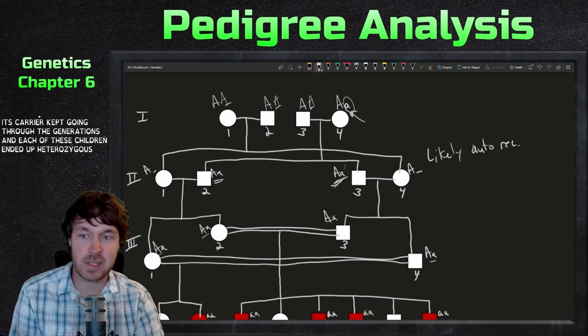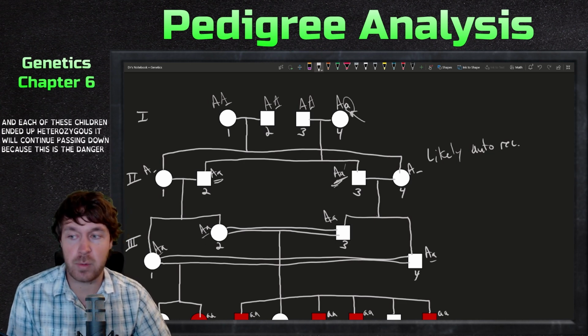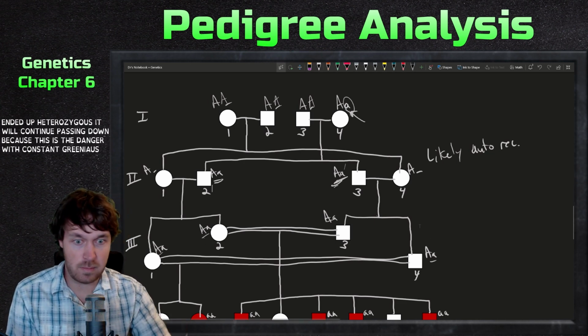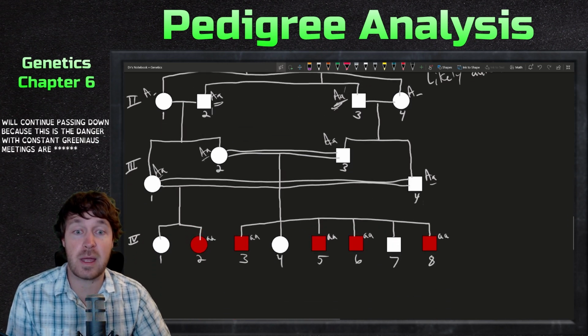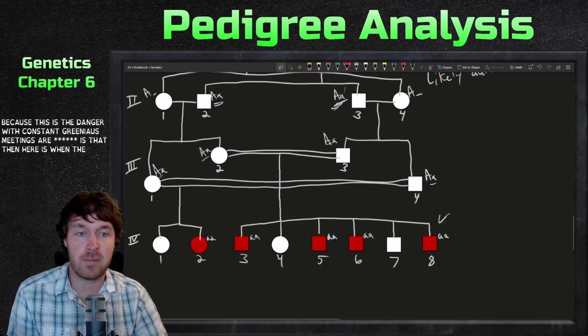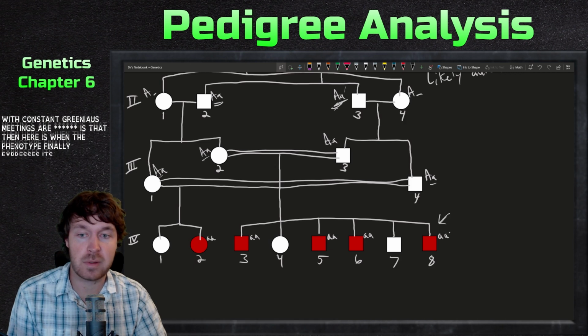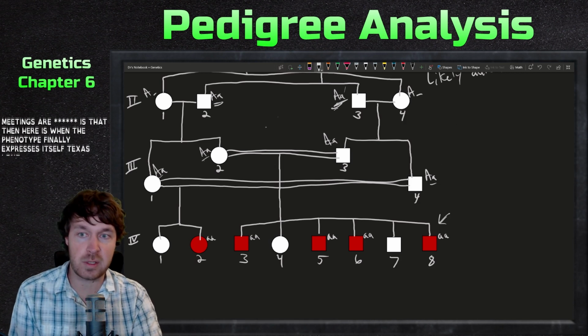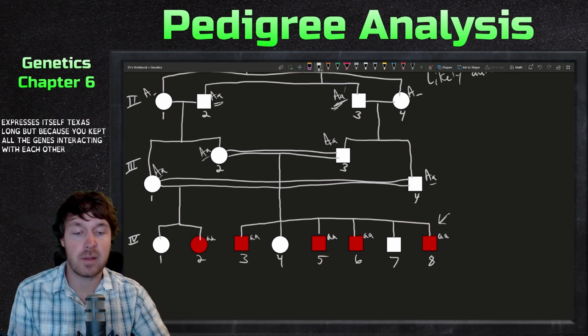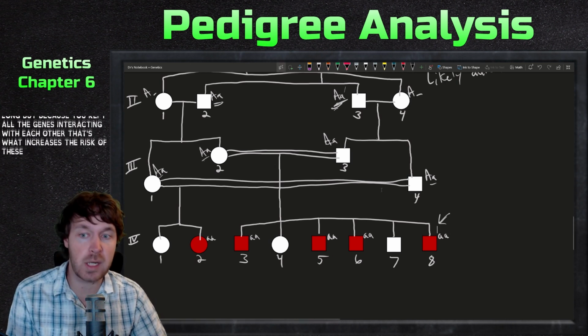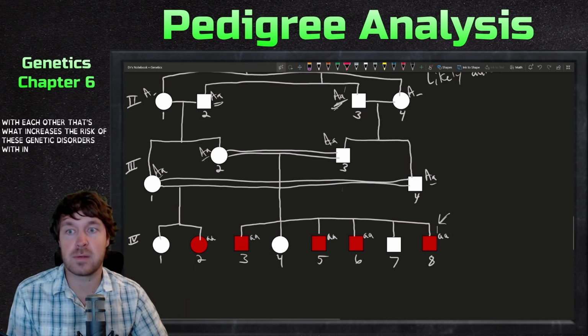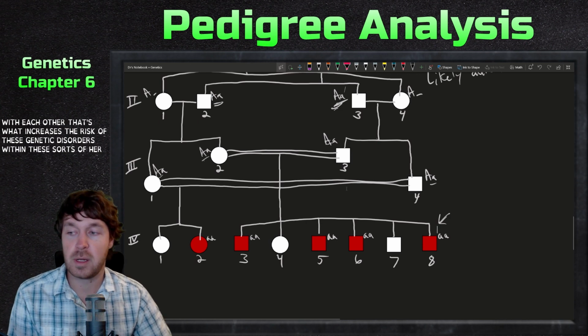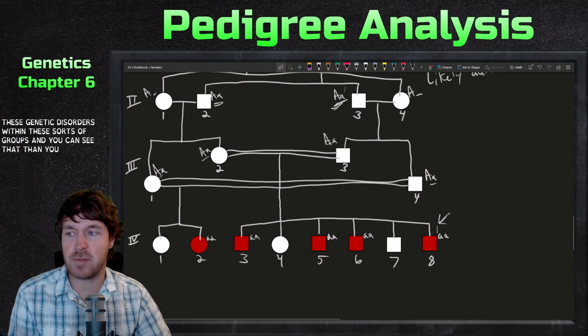it will continue passing down, because this is the danger with consanguineous matings or incest, is that here is when the phenotype finally expresses itself. It takes this long, but because you kept all the genes interacting with each other, that's what increases the risk of these genetic disorders within these sorts of groups. And you can see that, and there are lots of examples of that.